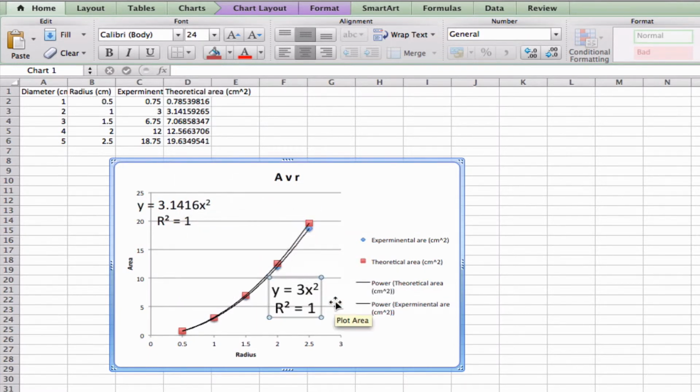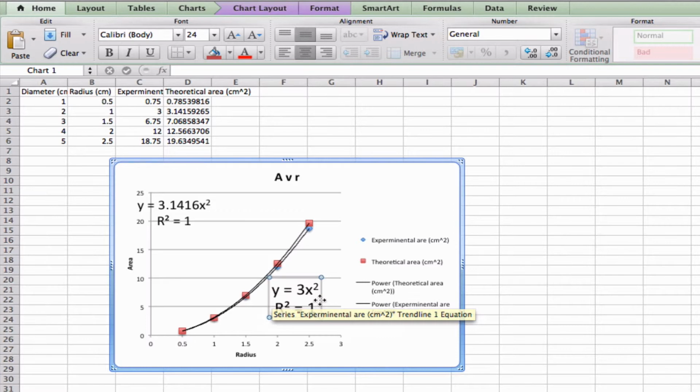I didn't actually measure anything, right? I measured diameter and got 1, 2, 3, 4, 5, and everything else I did with an equation. So we would expect the points to all fit on the line because I kept using the same equation over and over again to get these points. So in my data here, the experimental, it says y equals 3x squared. So area equals 3 times radius squared.